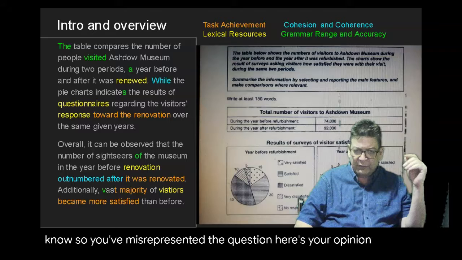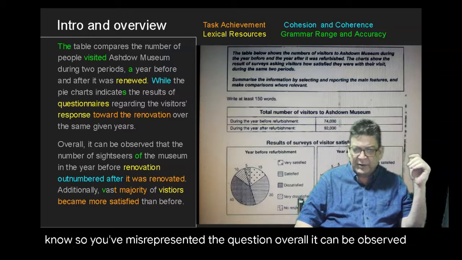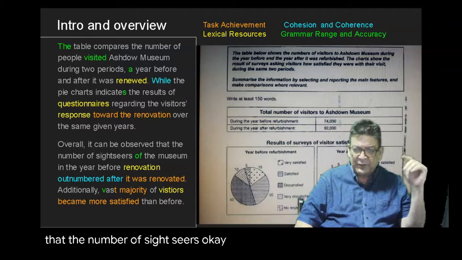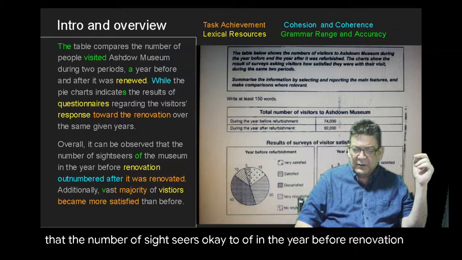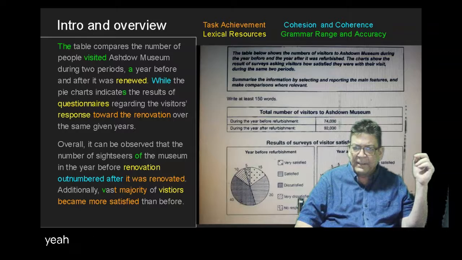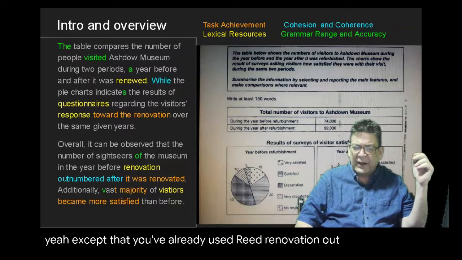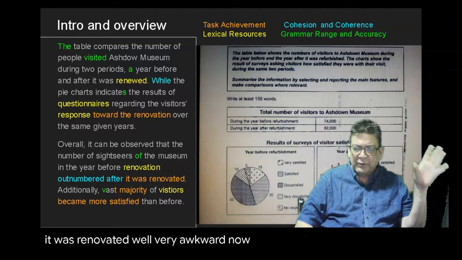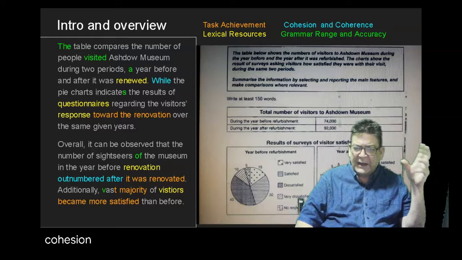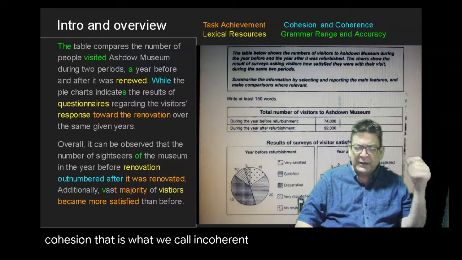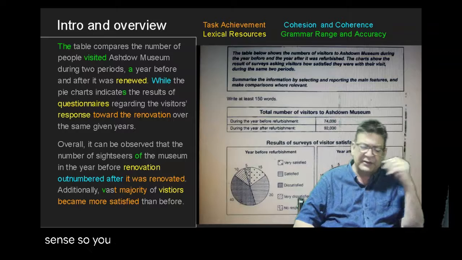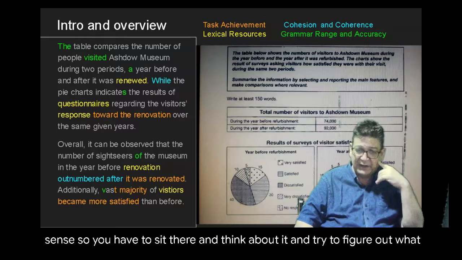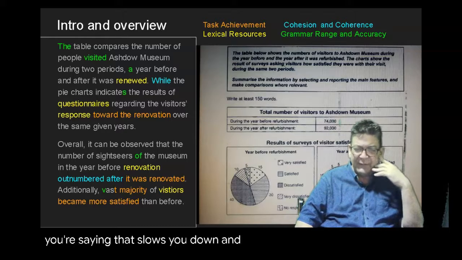And here's your overview. Overall, it can be observed that the number of sightseers, okay, 2, not of, in the year before renovation, yeah, except that you've already used renovation, outnumbered after it was renovated. Whoa, very awkward. Now, blue represents coherence and cohesion. That is what we call incoherent, meaning that it doesn't make sense. So you have to sit there and think about it and try to figure out what you're saying. And that slows you down.